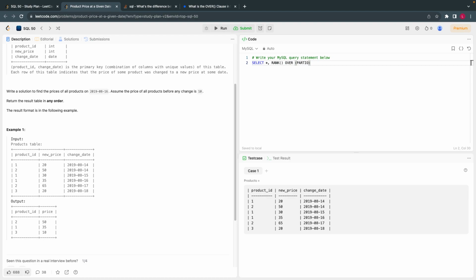Partition is nothing but, I'm sure you know about group by, similar to group by, partition by product ID. It's like a group by, right? For each product ID, I'll say order by change date. So what I'm doing is ranking for each product. For this, it will be ranked as, let's say, 1. For the same product, I'll rank the next as 2, and the next as 3, product-wise. I'll mention it as R, from this table.